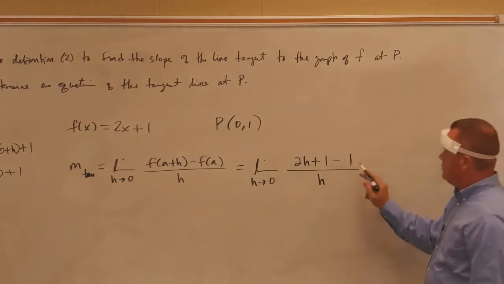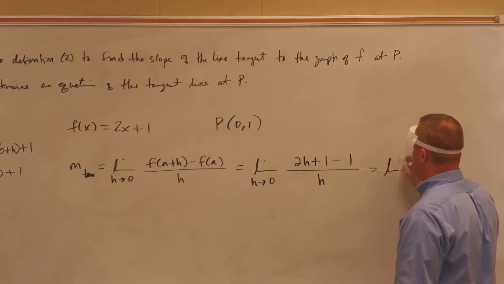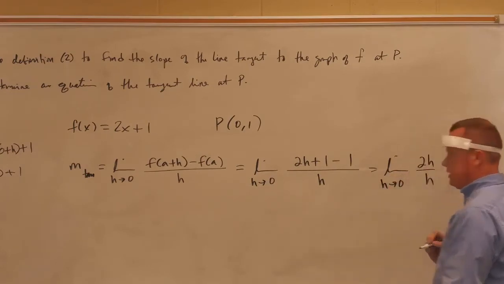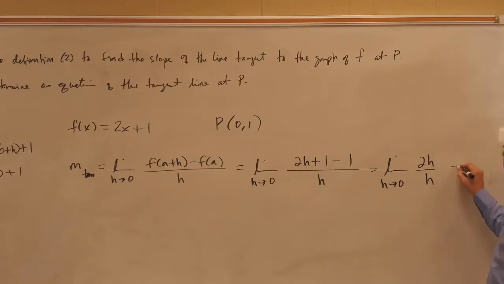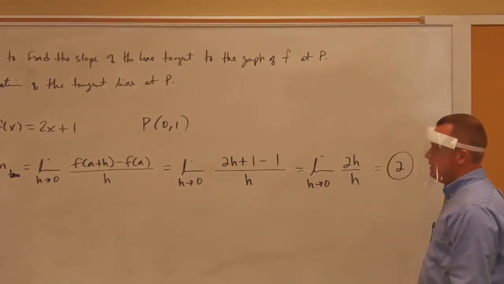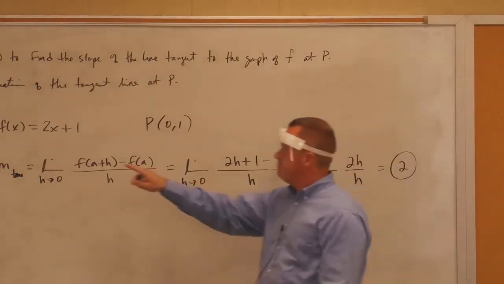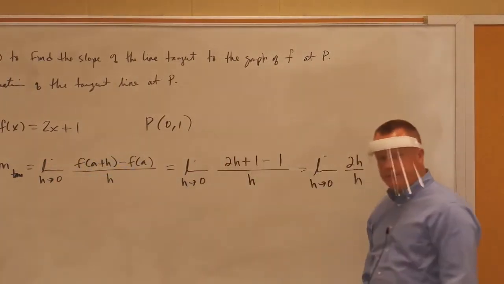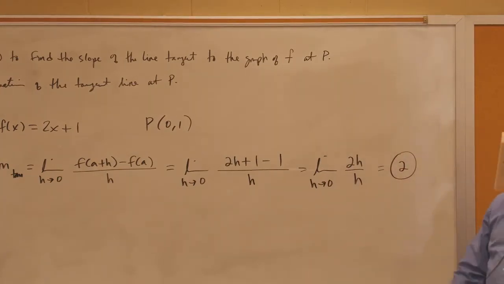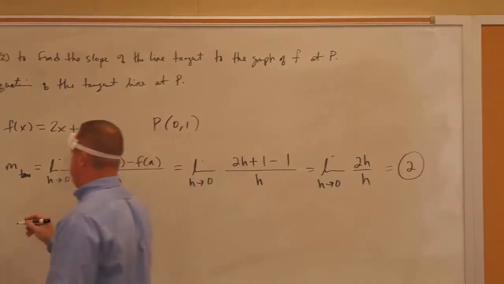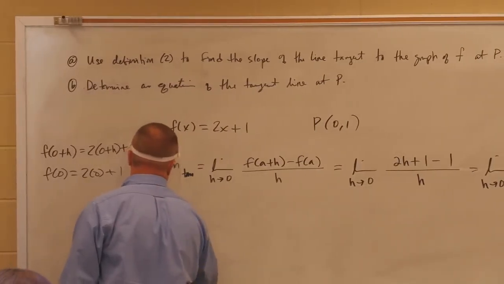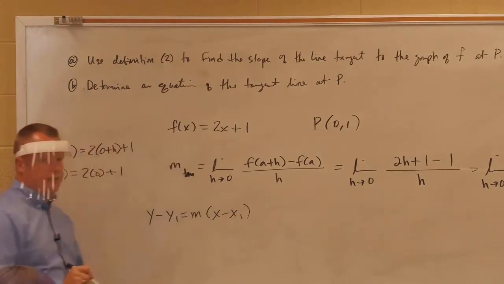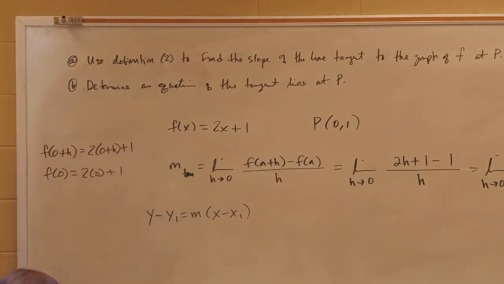1 minus 1 is 0, so I get the limit as h approaches 0 of 2h over h. Then what happens to the h's there? They divide out, and I just get 2. What's the slope of the tangent line? Same as the slope of the line. It's 2. Questions about that? Now, equation of the tangent line: y minus y1 equals m times x minus x1. Write that out every time. Be sure you remember it.